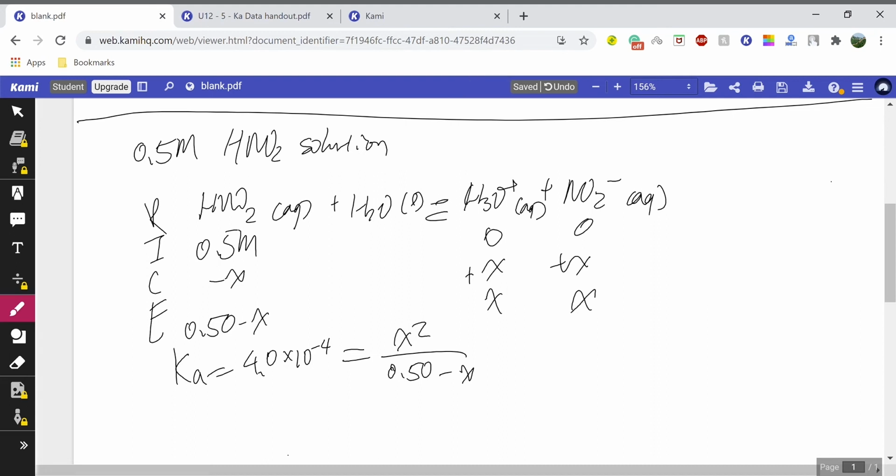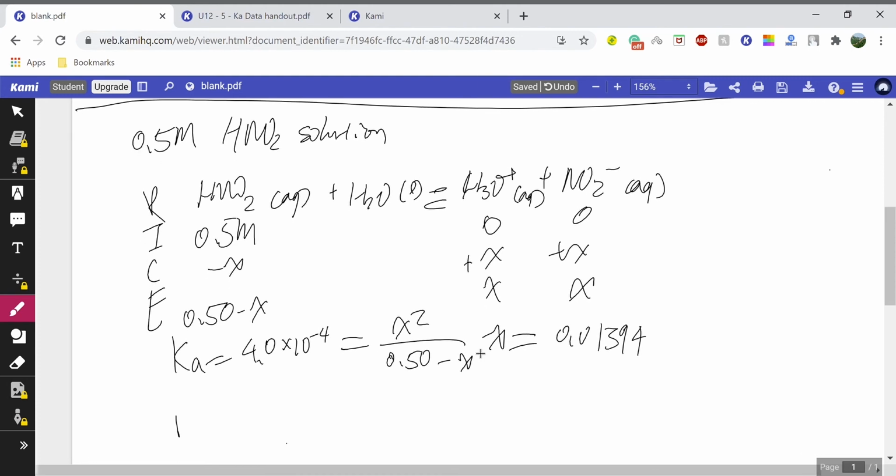Now we can simply plug this into the calculator. We can move this to the left side, move this to the right side, and use a y equals expression. So x squared divided by 0.5 minus x, minus 4.0 e to the negative fourth, gives us an x value equal to 0.01394. And now what is the pH?